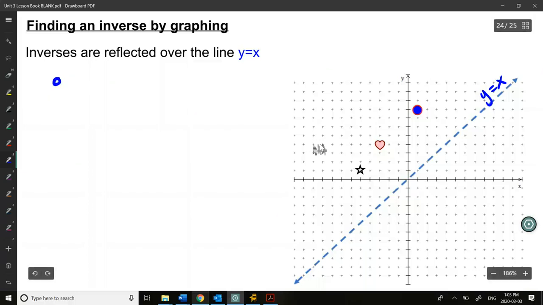So our little circle, what are the coordinate points of our circle? 1, 2, 3, 4, 5, 6, 7, 8. Okay, 1, 8. And then the heart?